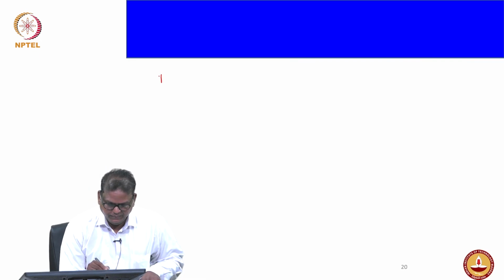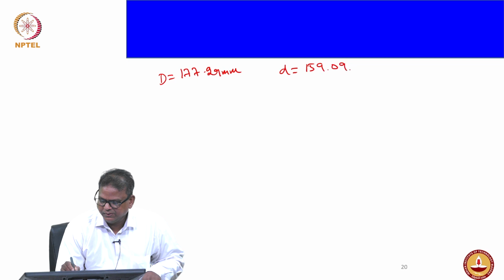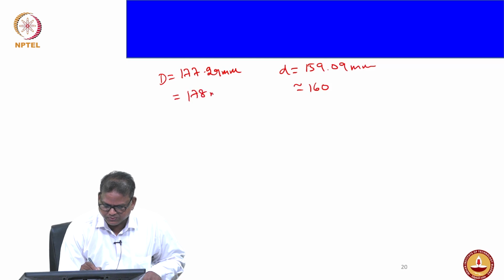So, can you find out the inner and outer diameters? Your D will be 117.29 millimeter, and small d equal to 159.09. Maybe we approximate 160, and this should be 178 also. It's okay.